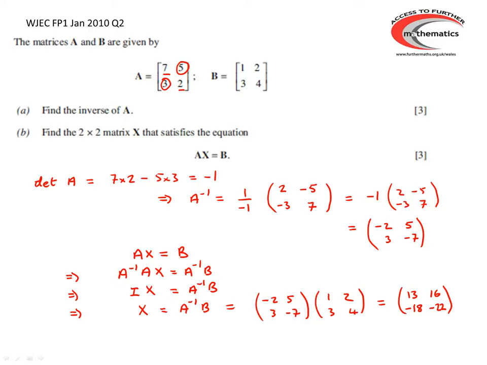Looking at the mark scheme, 1 mark for finding the determinant of A, and then 2 marks for carrying that through to the inverse of A. For part B, the first mark is for realising that AX equals B leads us through to X equals A inverse times B. Then we need to use the answer for A inverse and multiply that through by B to obtain the answer, and the final 2 marks.